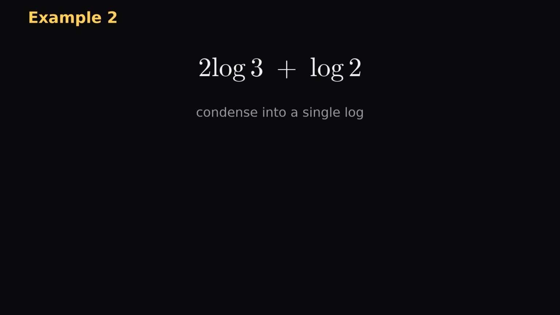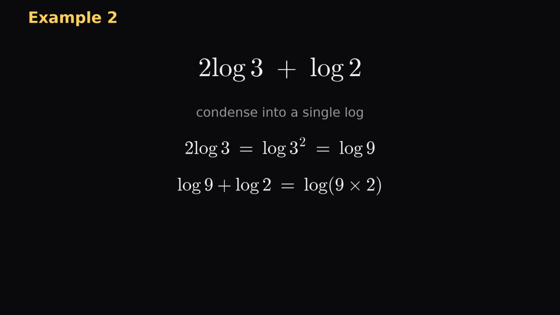Example 2. Condense this into a single log. 2 log 3 plus log 2. Deal with the coefficient first. The power rule runs backwards, so 2 log 3 is log of 3 squared, which is log 9. Now the product rule. Log 9 plus log 2 is log of 9 times 2. Log 18. Coefficients first, then combine, every time.